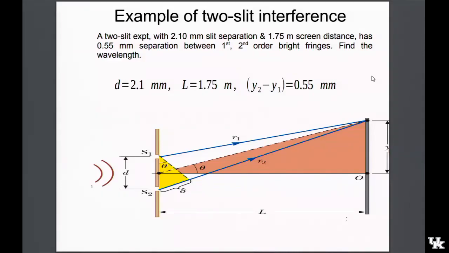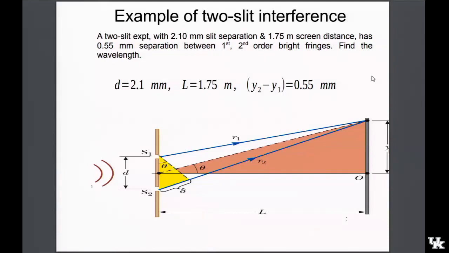We're told that when we shine light on the two-slit experiment, the distance between the first and second order bright fringes, so these would be the first one and the second one away from the central bright spot, is 0.55 of a millimeter. So again, that distance is tiny. And based on that information, we're going to figure out what the wavelength of the light is.